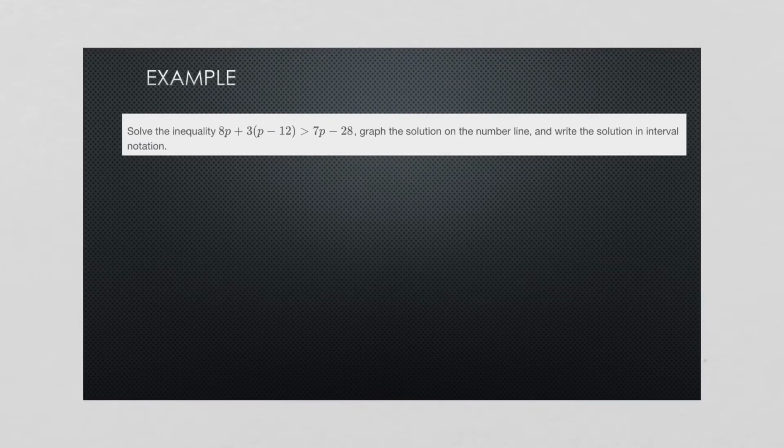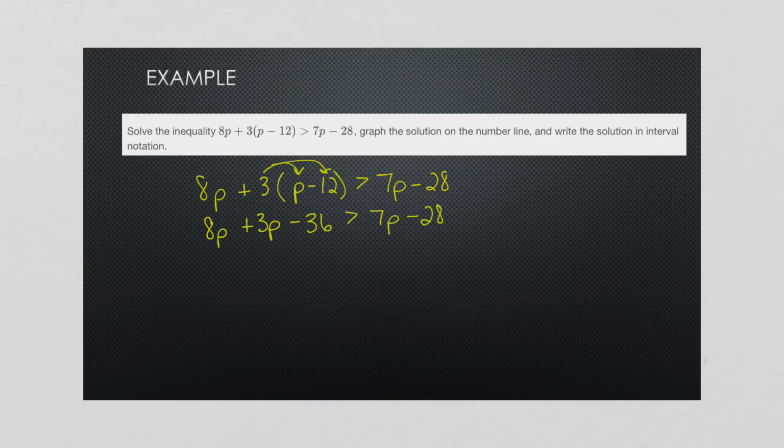Okay, so now we're getting just a little bit more complicated here. And we have, let's see here, 8p plus 3 parentheses p minus 12 is greater than 7p minus 28. So now I'm going to distribute. So I've got 8p plus 3p minus 36 is greater than 7p minus 28. I'm going to combine my like terms. I've got 11p minus 36 is greater than 7p minus 28.